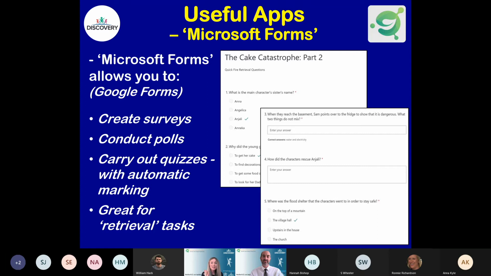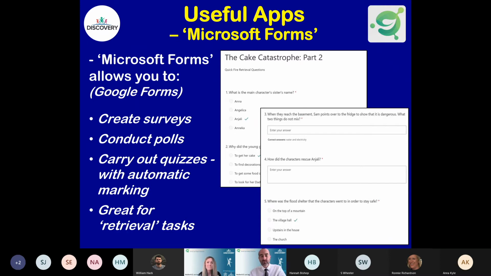It's also great. I know they've been using it today to conduct polls I've seen throughout the day and create surveys. And like I said, it's fab for retrieval tasks for guided reading, but also even in maths. We do some questions in maths at the beginning of the lessons, and it's great. So the children do the work on the piece of paper, but it just marks it automatically for you, so you don't have to go around and mark everybody's.